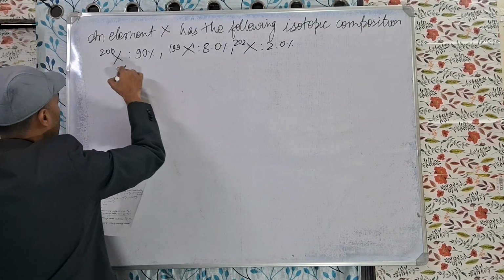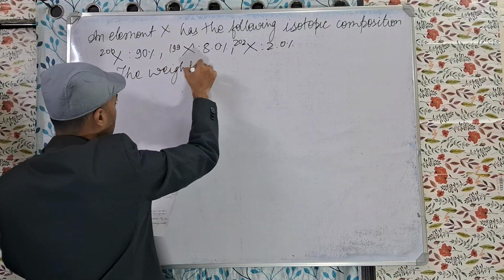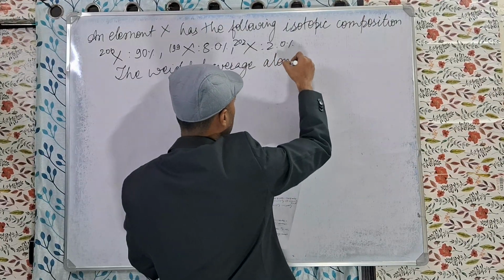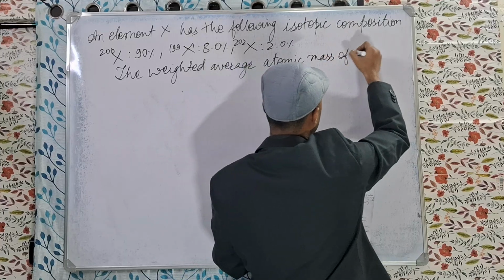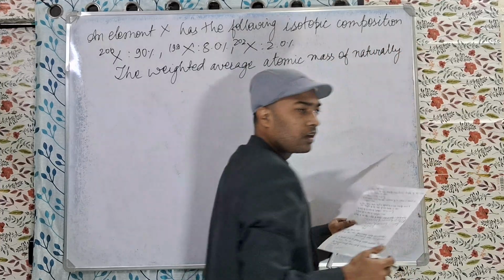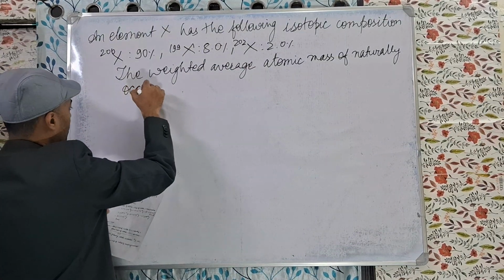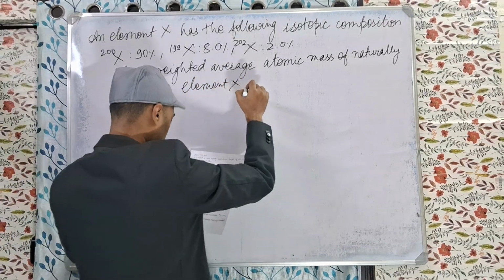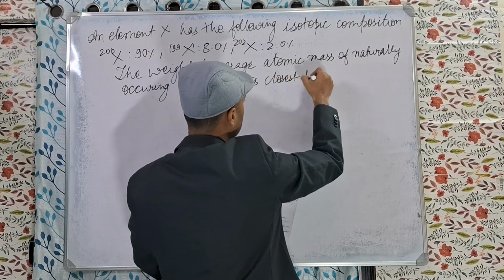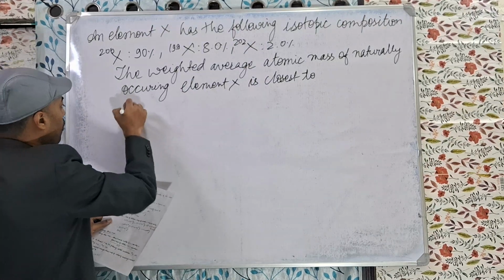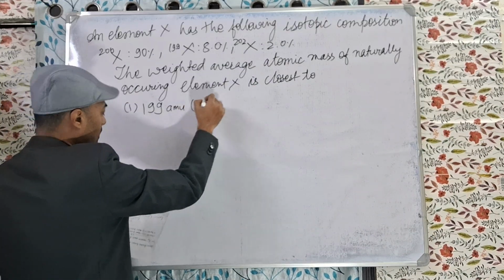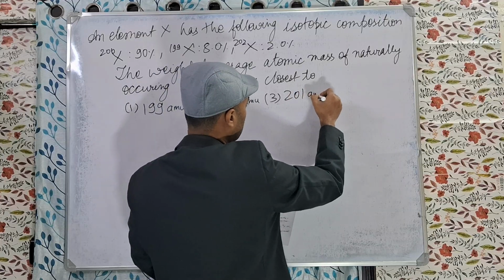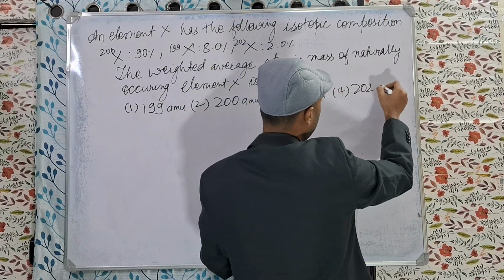Okay, the weighted average atomic mass of naturally occurring element X is closest to, your options are 199 AMU, second option is 200 AMU, third option is 201 AMU, and fourth option is 202 AMU.